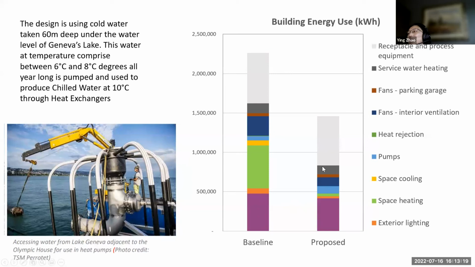But you can see for cooling for this project, even they use this free cooling, the cooling is almost gone for the proposed case, because they use free cooling for the entire building. But in the baseline, even if they don't use that, because the climate is mild, cooling is a very small portion of the energy use.